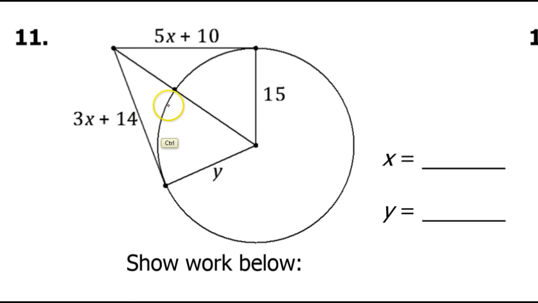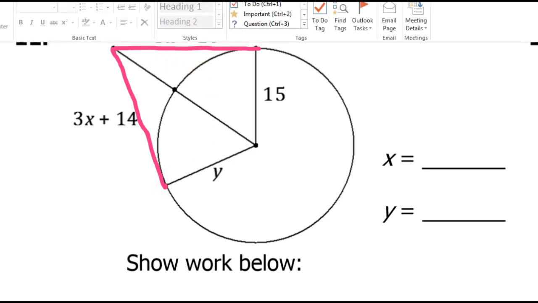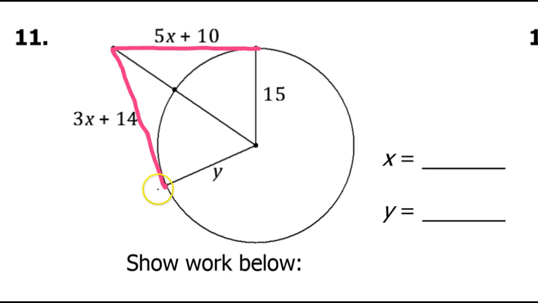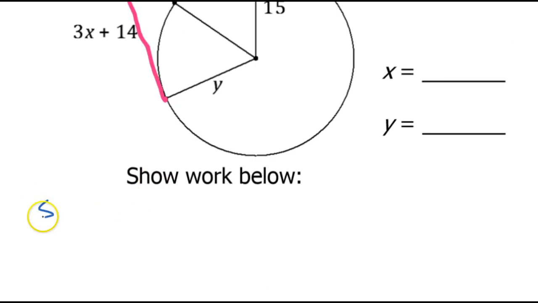When you have tangent segments that meet, they are always going to be congruent. So that means that this tangent segment and this tangent segment are going to be equal in length. So I should be able to set them equal to each other. So that means that 5x plus 10 should equal 3x plus 14.